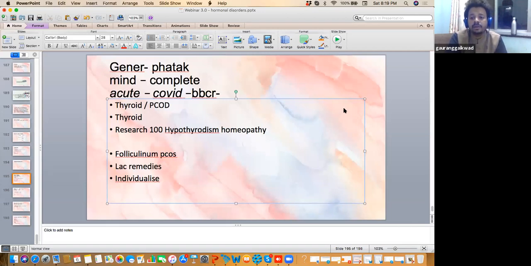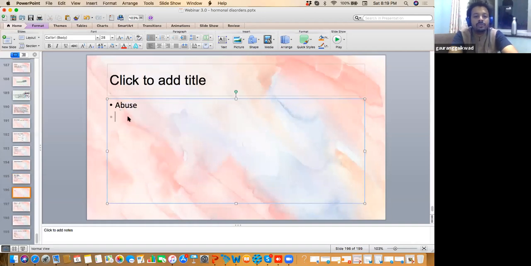How to prescribe Folliculinum? Folliculinum has a very important state of mind. There is always a history of abuse, often sexual abuse, in Folliculinum. And there are people who are under a lot of pressure. And all symptoms are before and during the menses. This is the typical picture of Folliculinum.